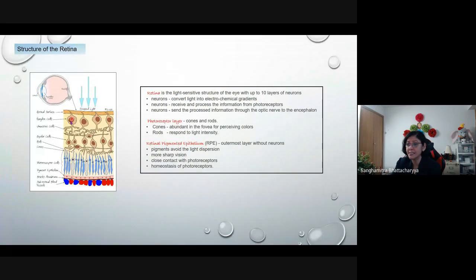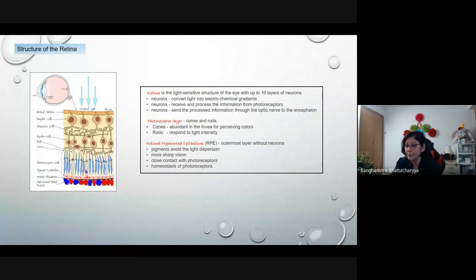Now, the retina is composed of different neuronal cell layers and the photoreceptor layer. The different neuronal layers have different functions. So one set converts light into electrochemical gradients. The other set of neurons receive and process the information from the first set, and transfer it to and from the photoreceptors. The third set sends the processed information through the optic nerve to the encephalon, which is a part of the brain, and finally we perceive the image.